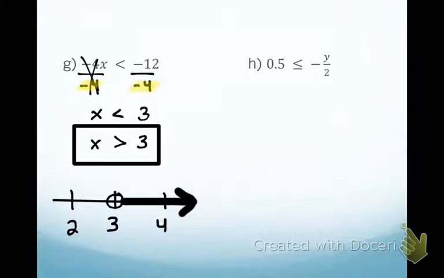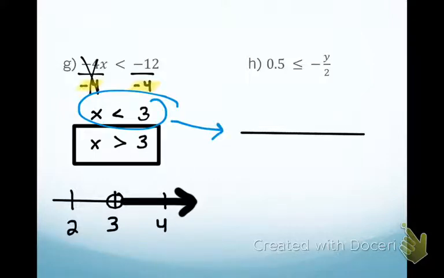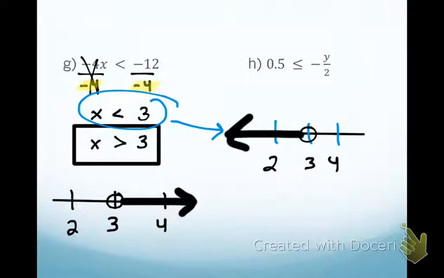To the right. Notice though, if I had instead taken this answer before we flipped it, let's just look at what it would have been over here. It would have been still the same idea. I would have 2, 3, and 4. You guys don't have to actually write this part down. I just want to kind of show it to you. It would still be an open circle, but with this one, the arrow would have gone to the left, okay?